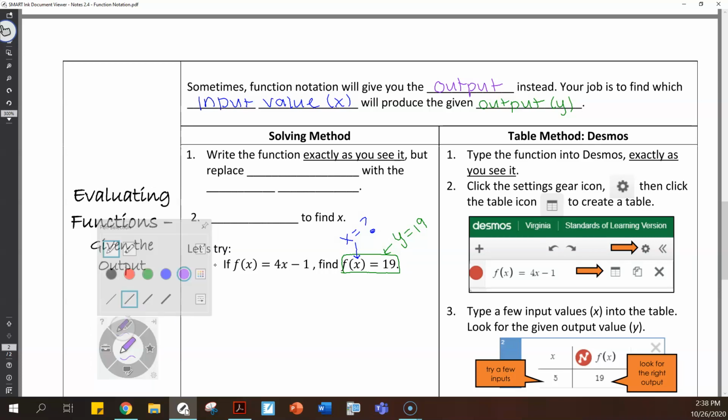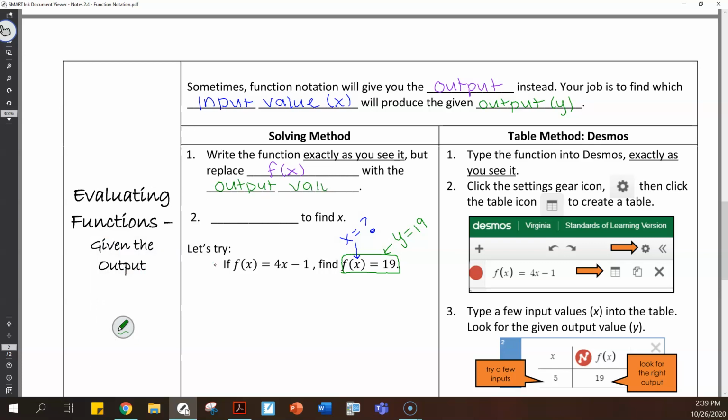So the first way we can do this is we can solve the equation. We do that by writing the function exactly as I see it, but I want to replace my f of x with whatever the output value they gave me was. Okay, so this is the same concept. They told me that f of x is 19. So when I rewrite this, I can write this as 19 equals all of this, 4x minus 1.